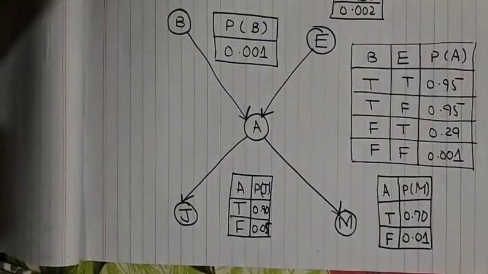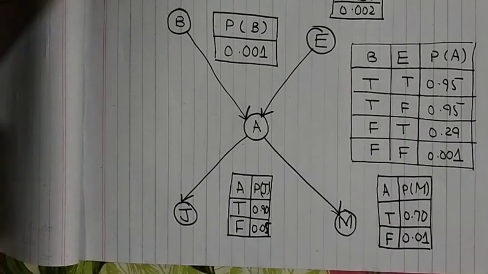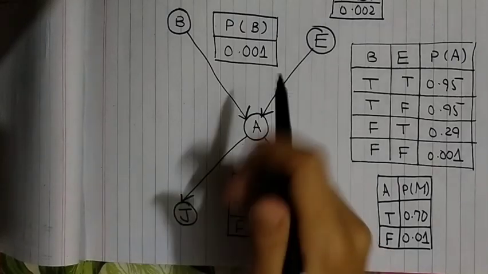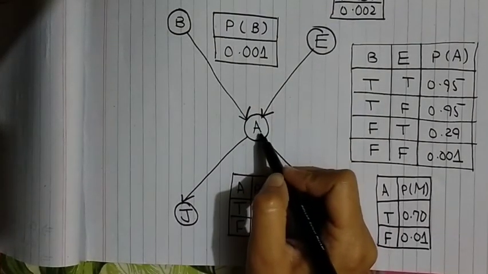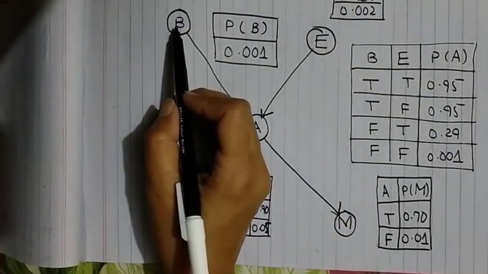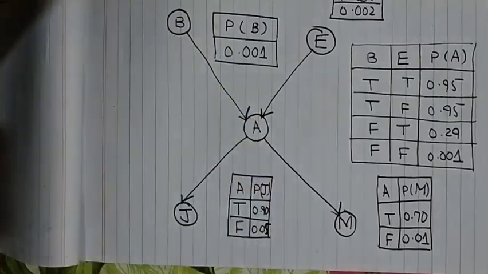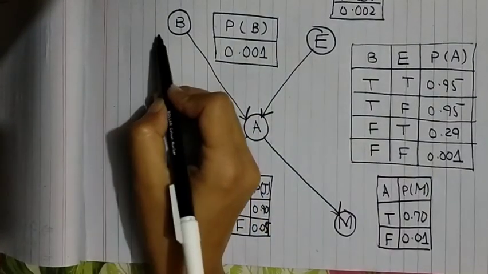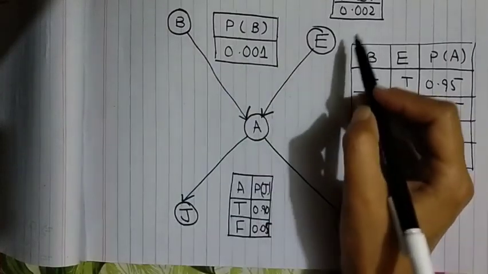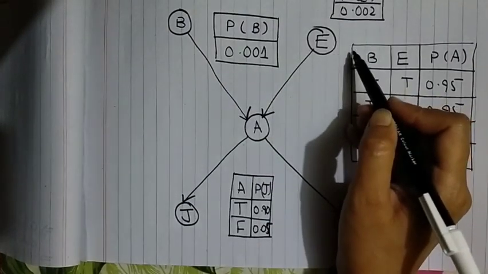So let's just come to an example. Here is an example of an alarm, okay, that is actually set up in your home, and A stands for the alarm, and that alarm will ring in case there is an incident of burglary or maybe an earthquake, okay.